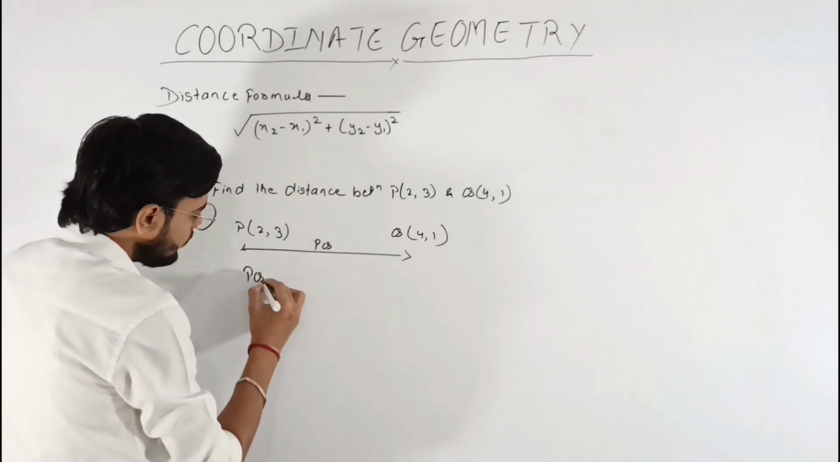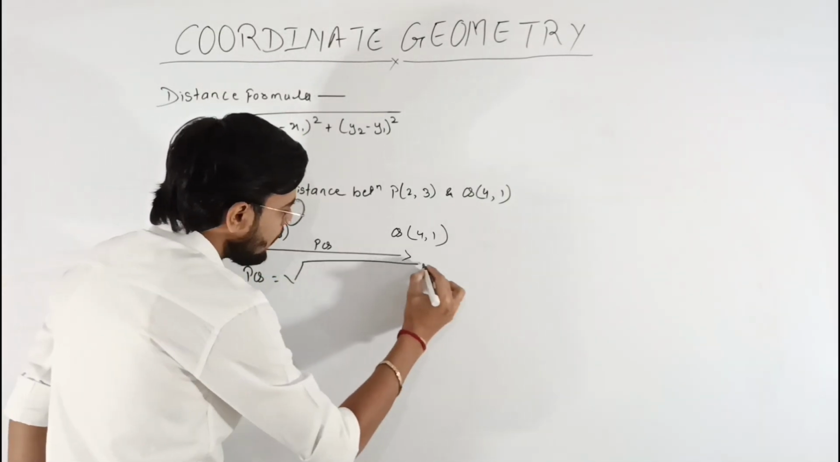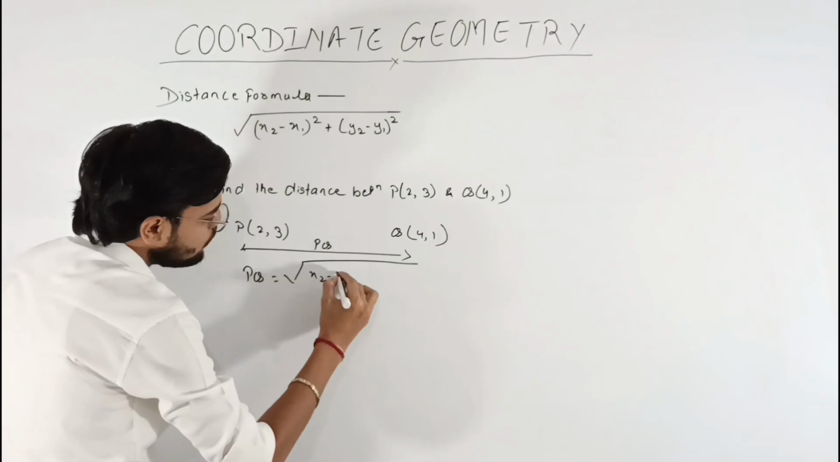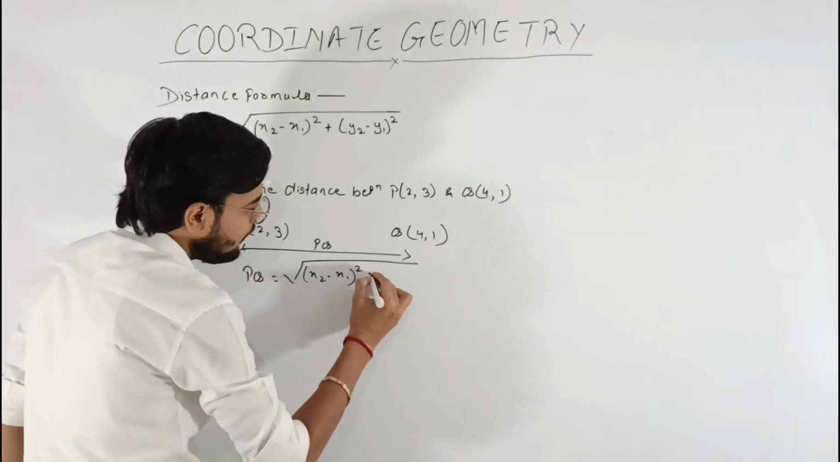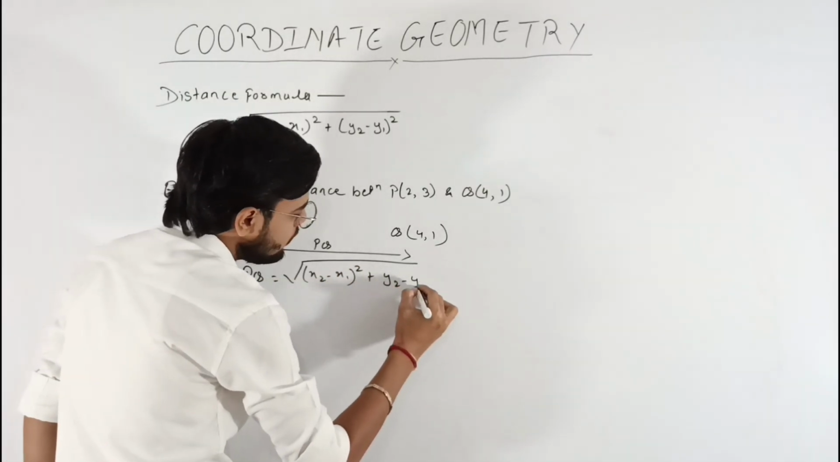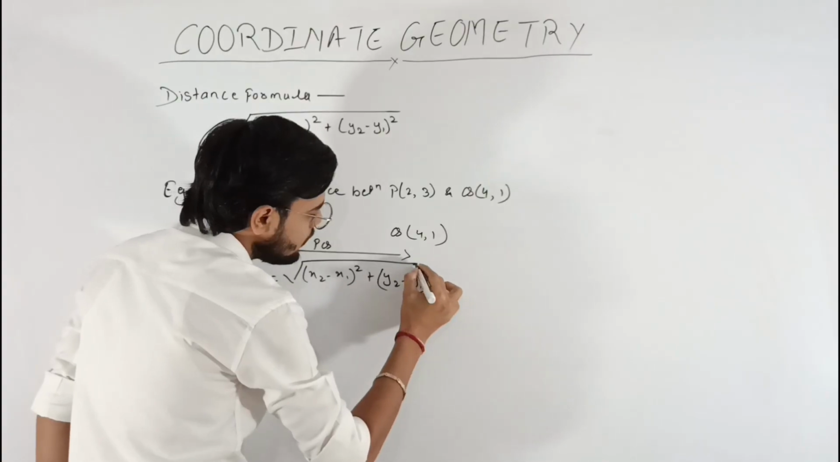So here PQ is what? Under root (x2 minus x1) square plus (y2 minus y1) square.